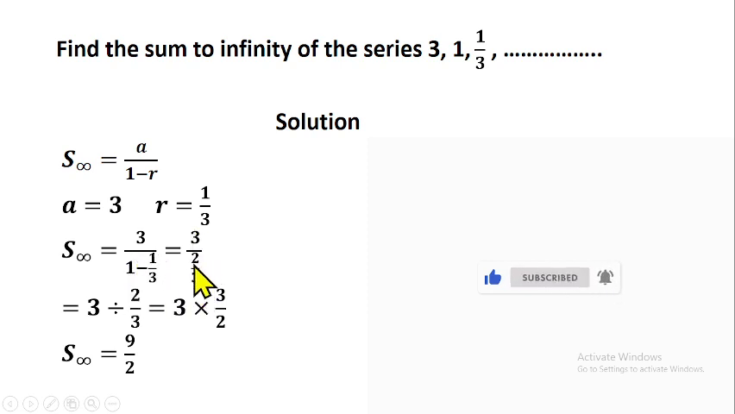So that we have 3 over 2 over 3, which can be written as 3 divided by 2 over 3 like this. This you can change to times, 3 times 3 over 2. And that should give us 3 times 3 is 9 over 2. So when you sum this to infinity, it's going to give us 9 over 2.